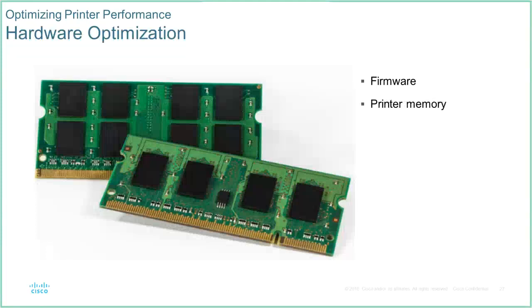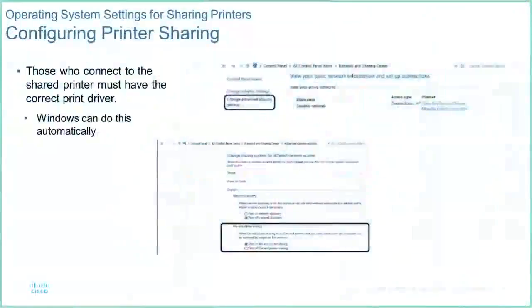You will also have firmware, just like with any electronic device today. You can upgrade the firmware to provide additional features on that device. Printer sharing can be enabled via Windows under the Network and Sharing Center.